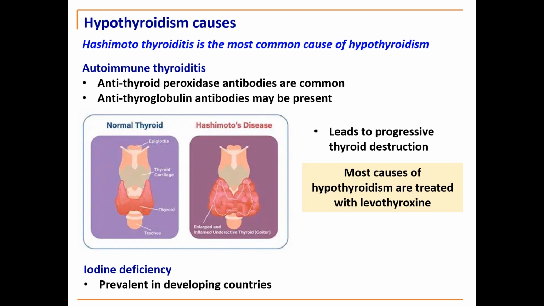Just worth mentioning here is iodine deficiency, because it's very prevalent in developing countries. In this case, the gland lacks the iodine substrate needed to make your T3 and your T4. In developed, Western countries, iodine is often supplemented in table salts, in cereals and other products, which means that iodine deficiency isn't really very common in Western countries.